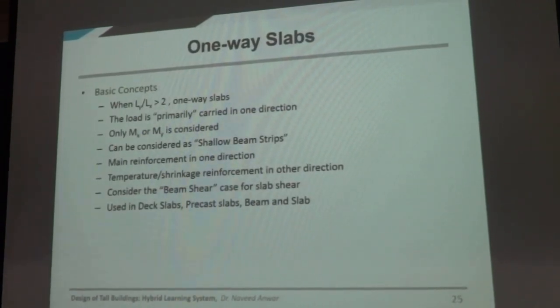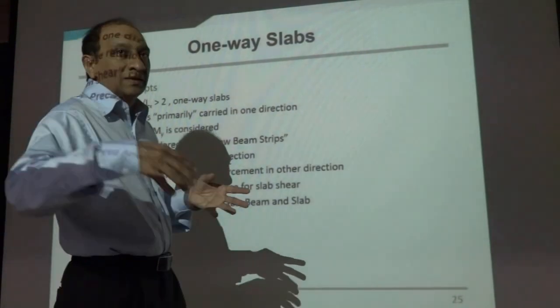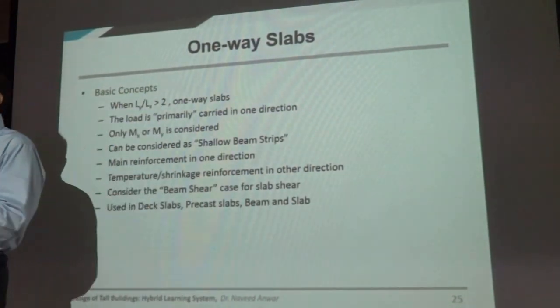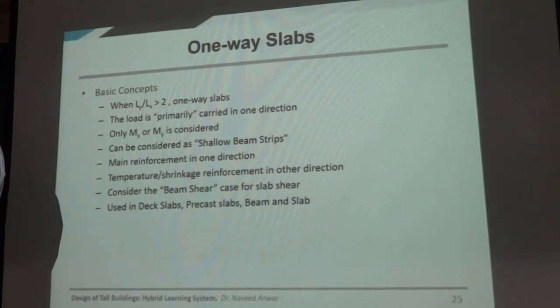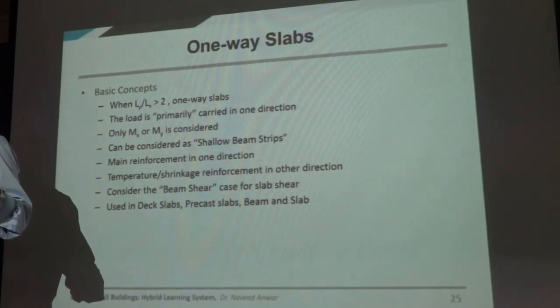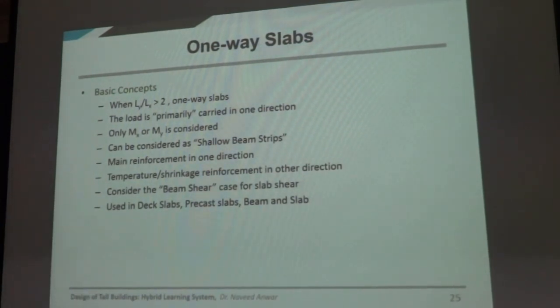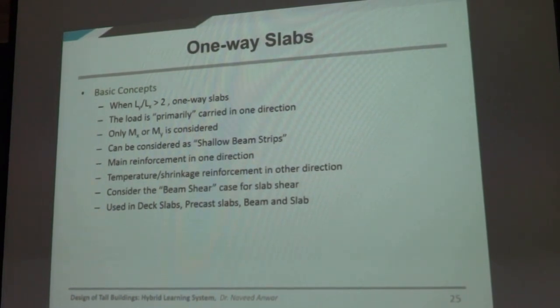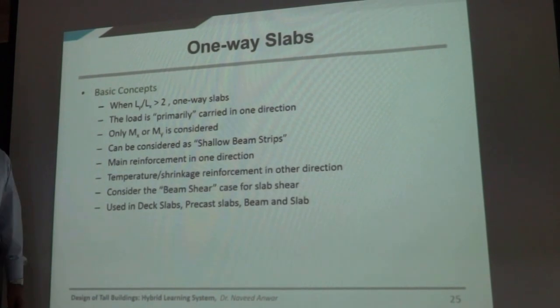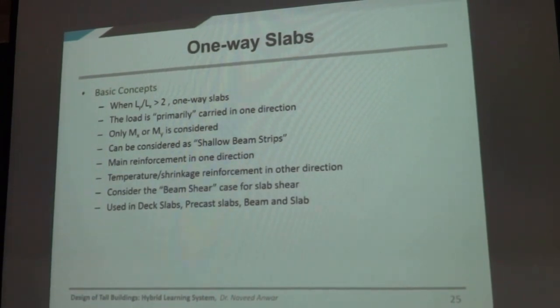That means slabs which are clearly supported on beams or walls. So you can take a strip of that slab and you design that as a beam of 1 meter width or half meter, whatever width, right? So one-way slabs can be designed in this way when they are supported on beams or walls. So it's very simple. This is the definition. If your slab is falling within this definition, you can use this simplified method.